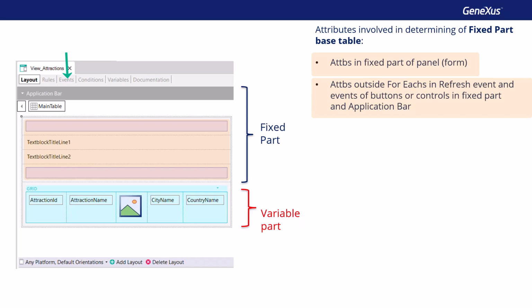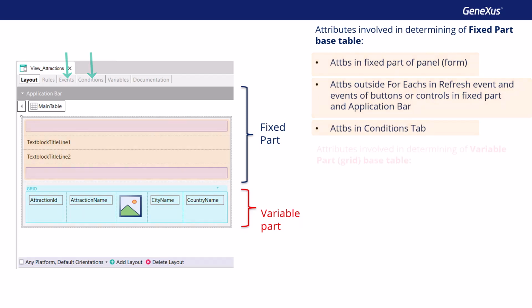These events are the refresh event and the events associated with buttons or controls of the fixed part, including those of the application bar. In addition, the attributes of the conditions tab of the panel object must also be taken into account to determine the base table of the fixed part.